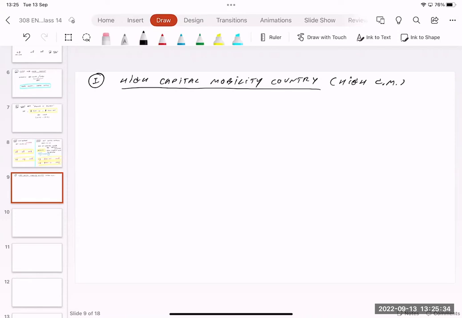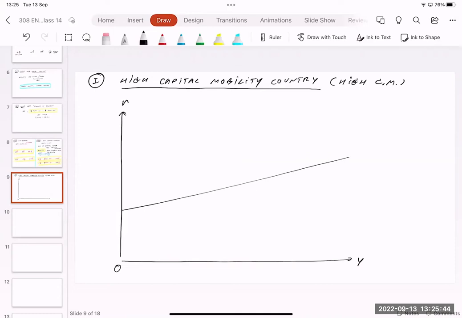Okay, the graph, this is a normal case. The graph is going to be like this. On the horizontal axis, it's going to be Y. On the vertical axis, it's going to be R. The BP curve is going to look like this. It's going up to the right, the slope is positive. This is how the BP curve looks.